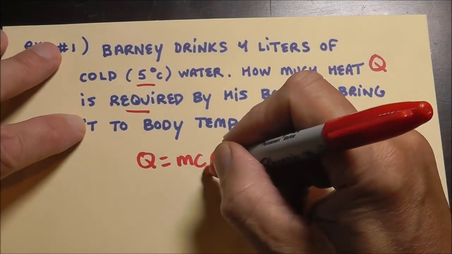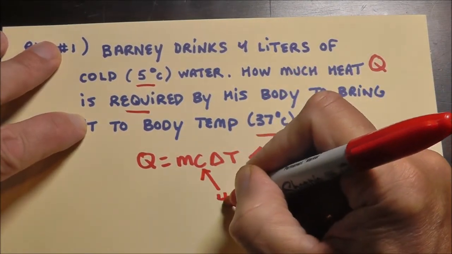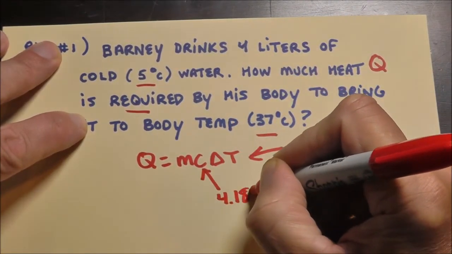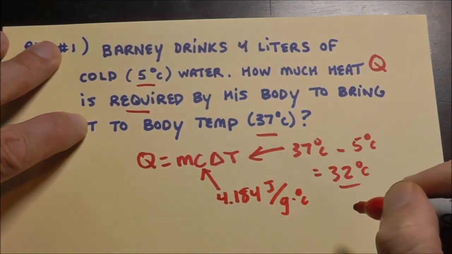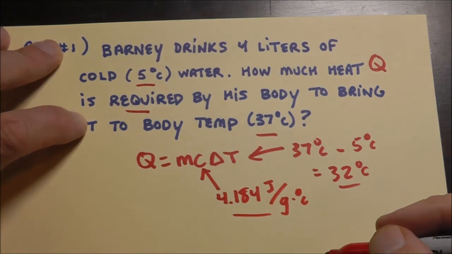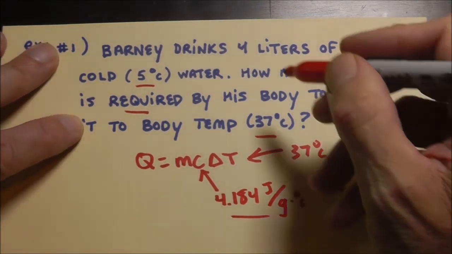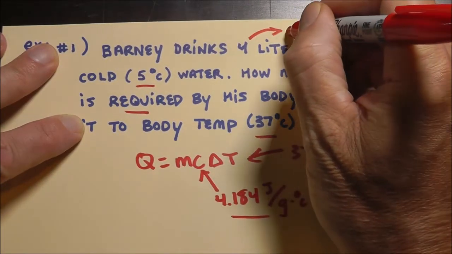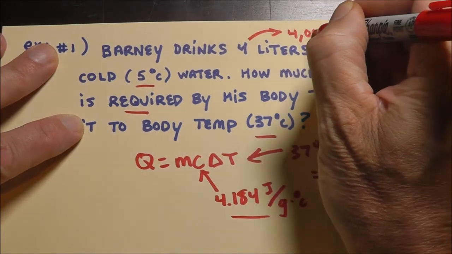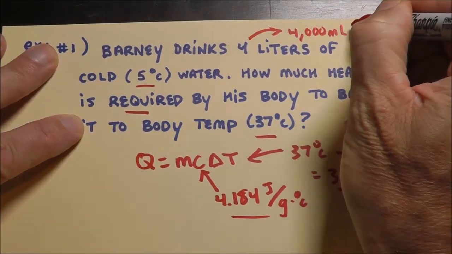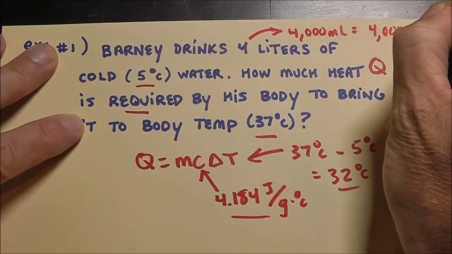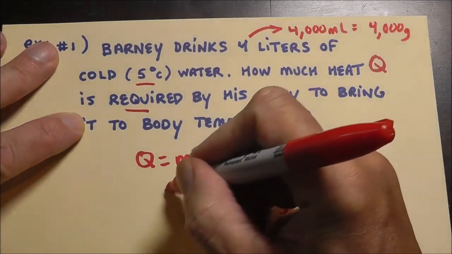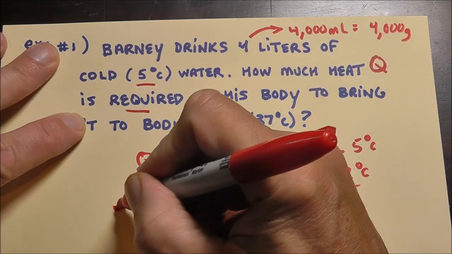4.184. Now it's best to keep track of all the units, and I'll show you why. Because this better have units of heat when I get done with it. Now the one thing that's kind of tricky, 4 liters is 4,000 milliliters, which equals 4,000 grams. There's my M.